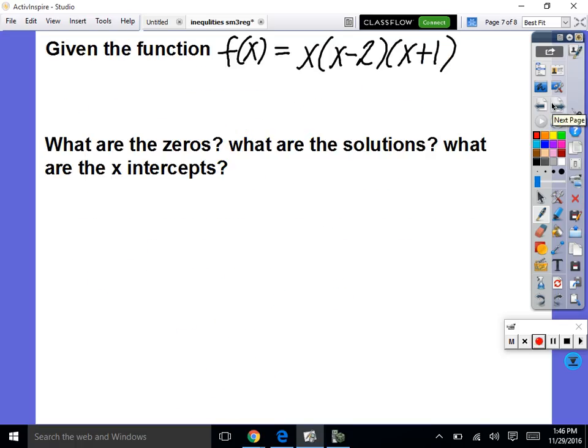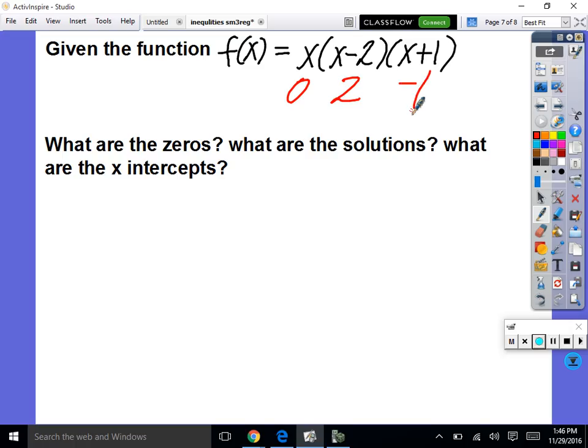Okay, so last one. Oh, almost last one. Given this function, isn't the function in factored form? It says, what are the zeros? Doesn't that mean what are the solutions? What are the x-intercepts? Since it's factored, isn't it easy to find those? What are they?